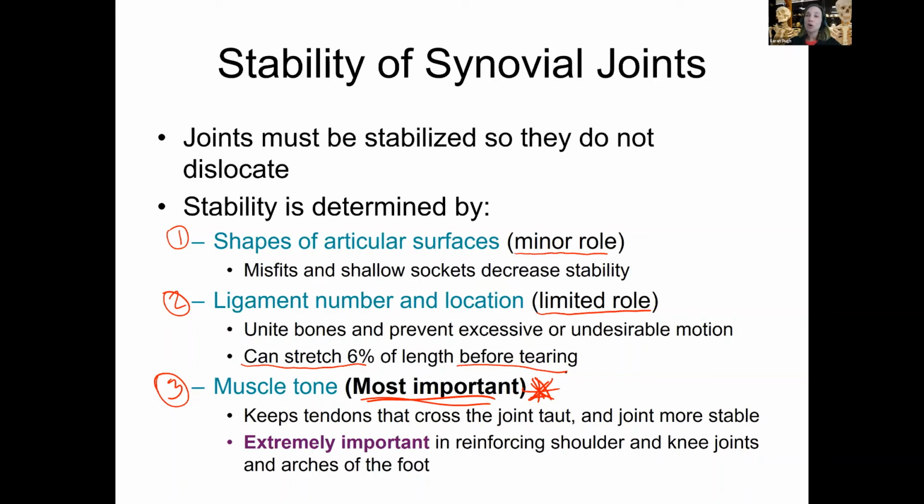So having tone, tight muscles means that if your muscles are tight, then the tendon that passes across that joint is going to be tight. And if the tendon is tight, now you have more stability in the joint, right? So keeping your muscles nice and toned and taut keeps the tendons taut and keeps the joint more reinforced and more stable. This one is incredibly important, especially in joints like the shoulder joint and the knee joint and in the arches of the foot. Super important.